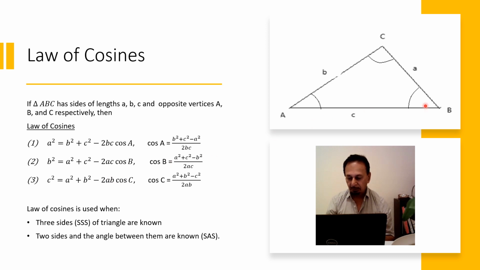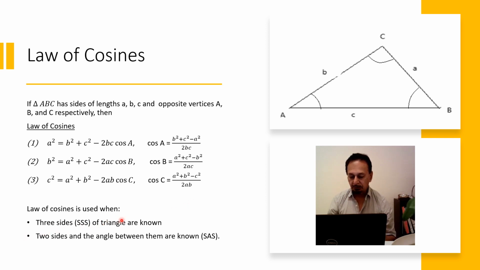Number 2: b squared equals a squared plus c squared minus 2ac cosine of angle B. Or cosine of B equals a squared plus c squared minus b squared over 2ac. And law number 3 is c squared equals a squared plus b squared minus 2ab cosine of C, or cosine of C equals a squared plus b squared minus c squared over 2ab.